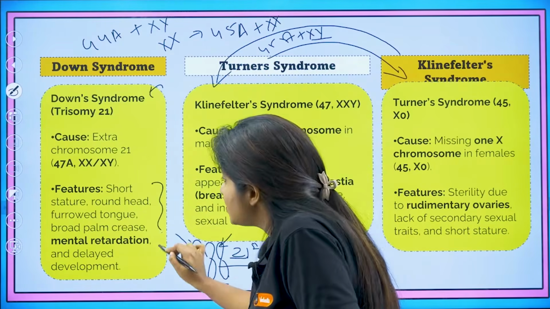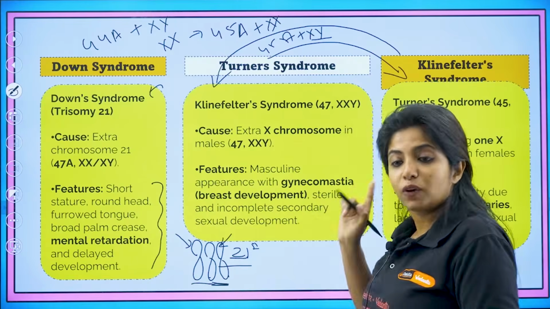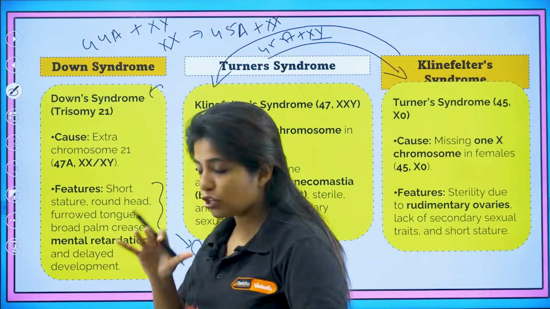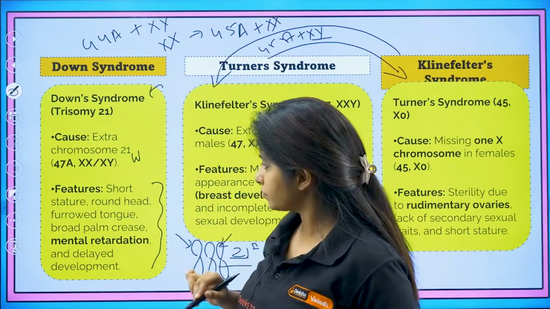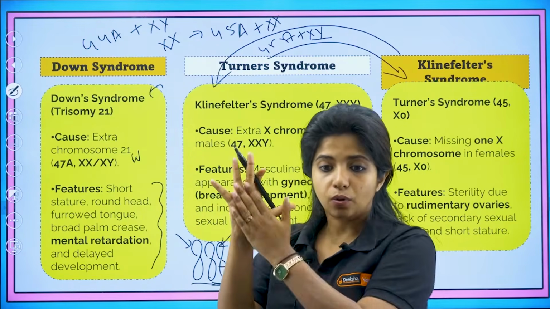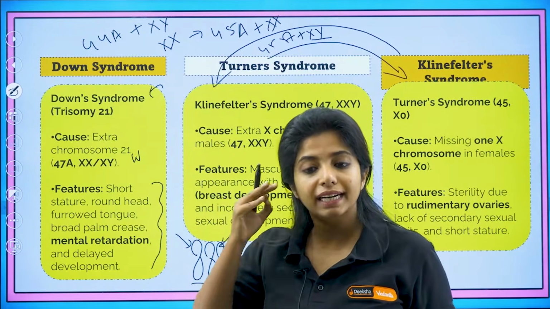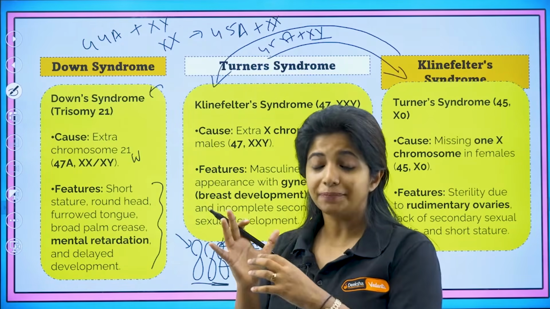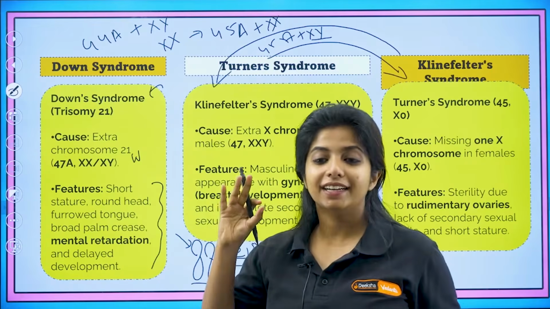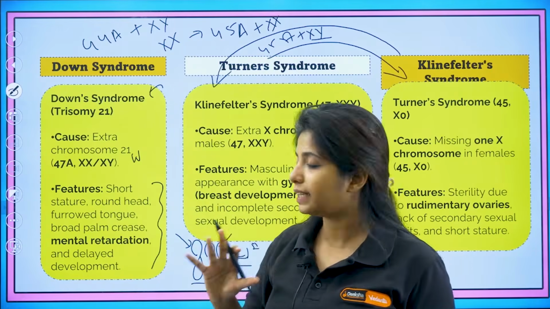What are the symptoms of all these diseases? Very, very important. They have short stature, round head, furrowed tongue, as in the tongue looks like this, broad palm crease, mental retardation and delayed development.